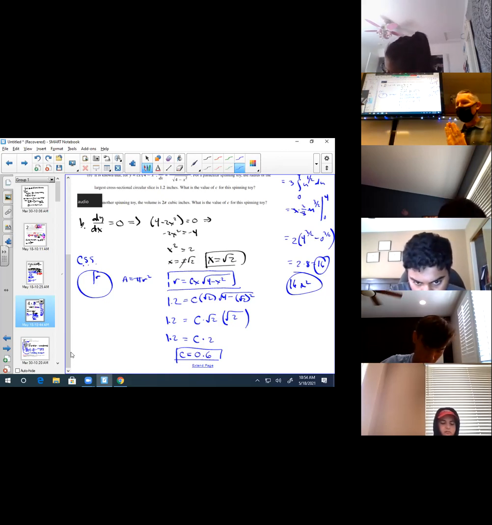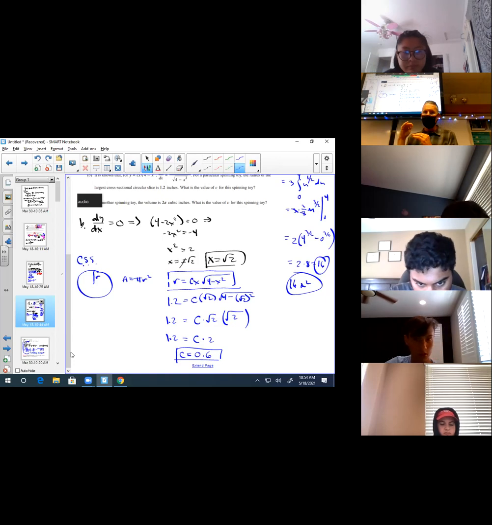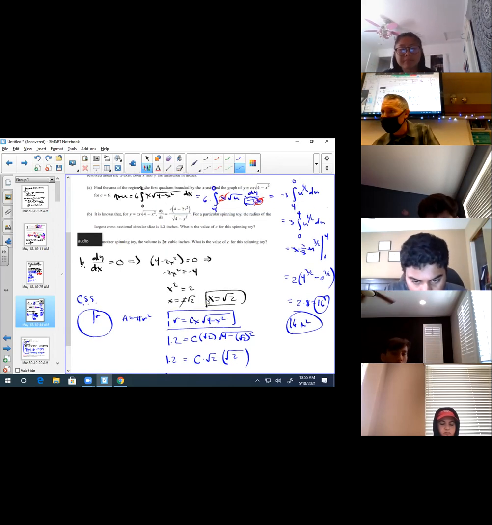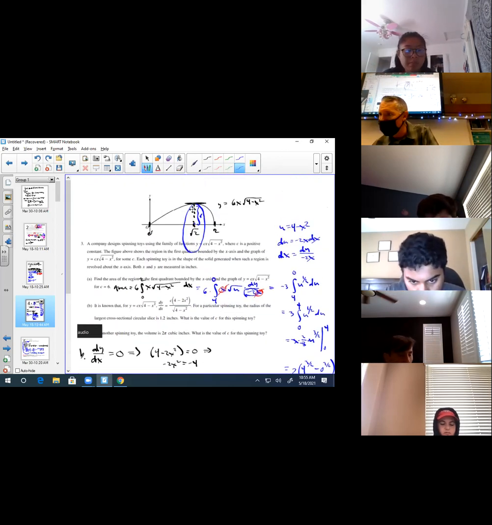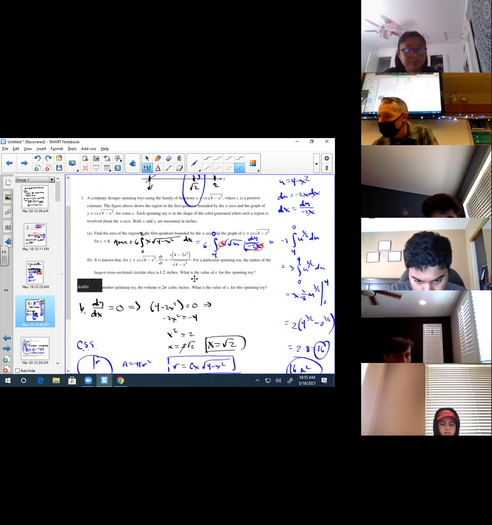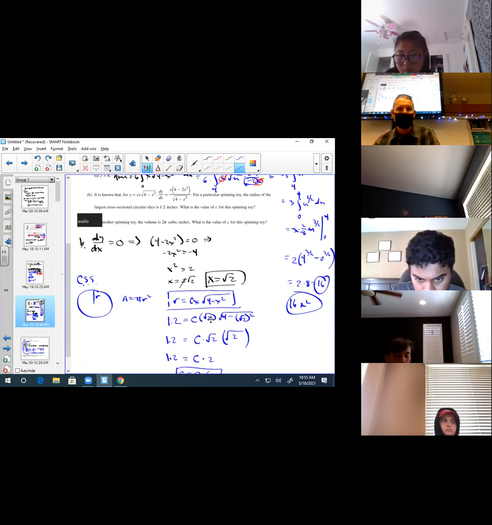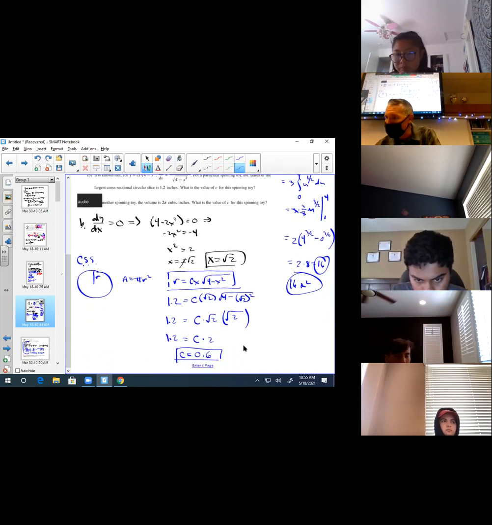So we use the fact that R is equal to, in this case, just the Y value because we're just using the disk method. So R is just going to be the Y value, which they tell us is equal to 1.2 at the X value when this guy's maximum. We already figured out the maximum is at X equals root 2 to get that.